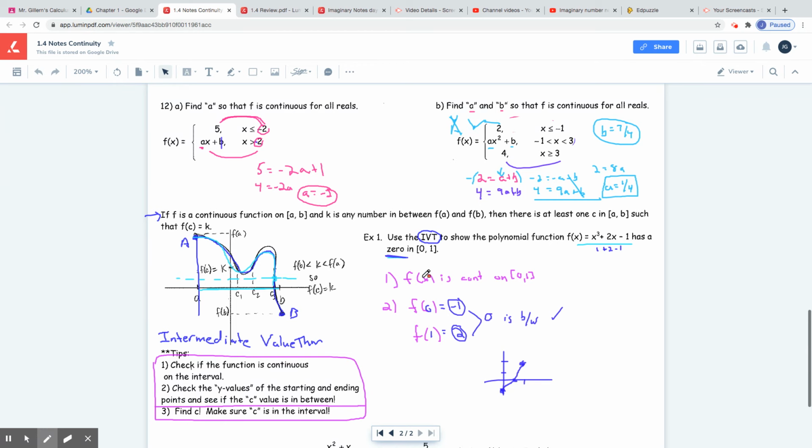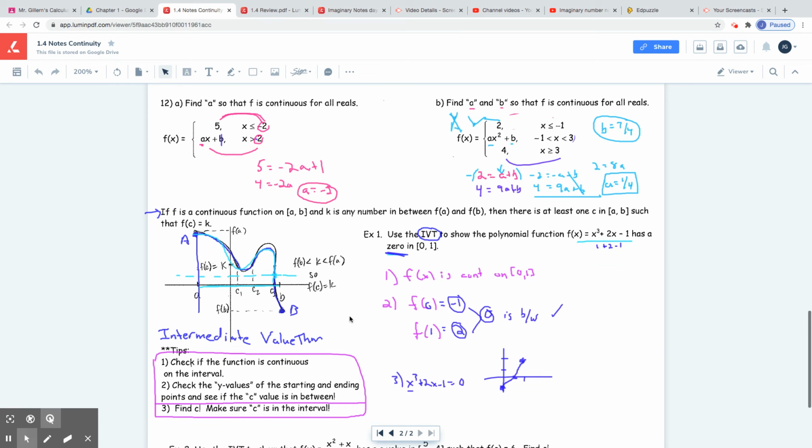Now, if I had to do step 3, which you do not for this problem, I would just take this function, x cubed plus 2x minus 1, and set it equal to whatever number we're checking is in between, which is 0, and solve. Obviously, this one's a pain. I wouldn't give you something like this to actually solve, hence why I didn't do it here.